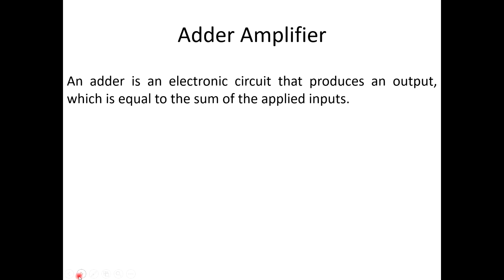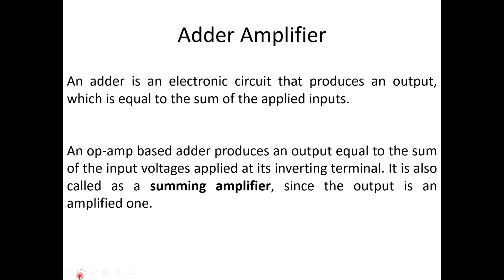Now, what is an adder amplifier? The definition: an adder amplifier is an electronic circuit that produces an output which is equal to the sum of the applied inputs. An op-amp based adder produces an output equal to the sum of the input voltages applied at its inverting terminal. So, which terminal do we use as the input? We use the inverting terminal to give the signals. It is also called a summing amplifier. Either you call it an adder amplifier or a summing amplifier. Generally, we use the term summing amplifier since the output is an amplified one.